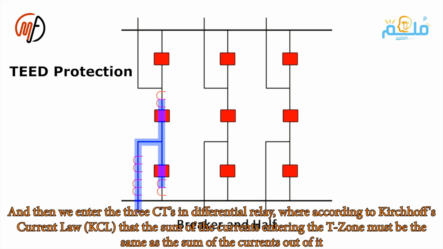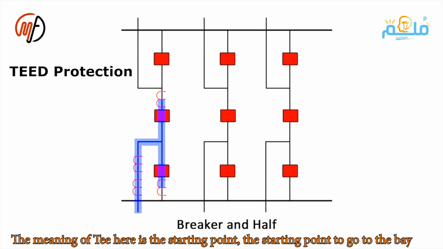According to Kirchhoff's law, the sum of the currents entering the busbar must equal the sum of the currents leaving it. Here, TID means the beginning of the path, which is the start of the path leading to the line.